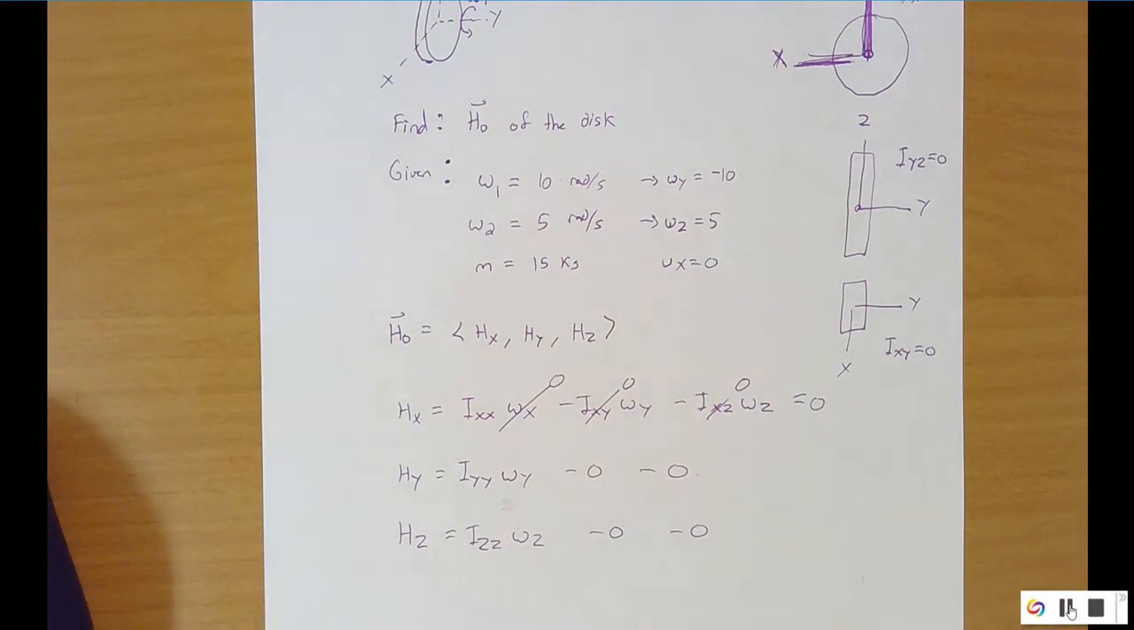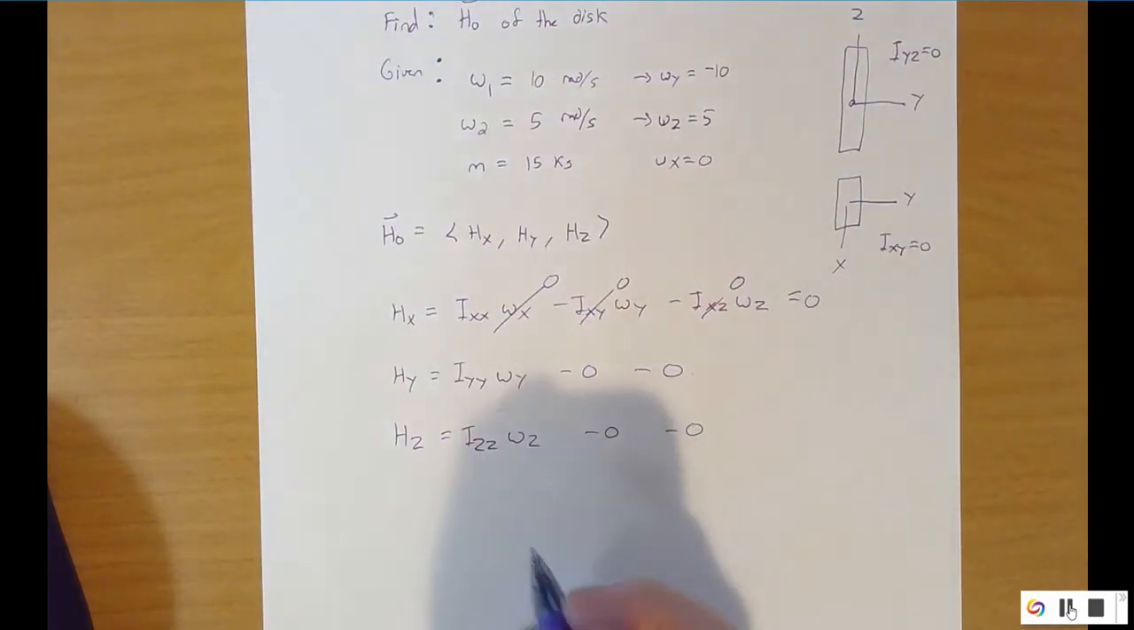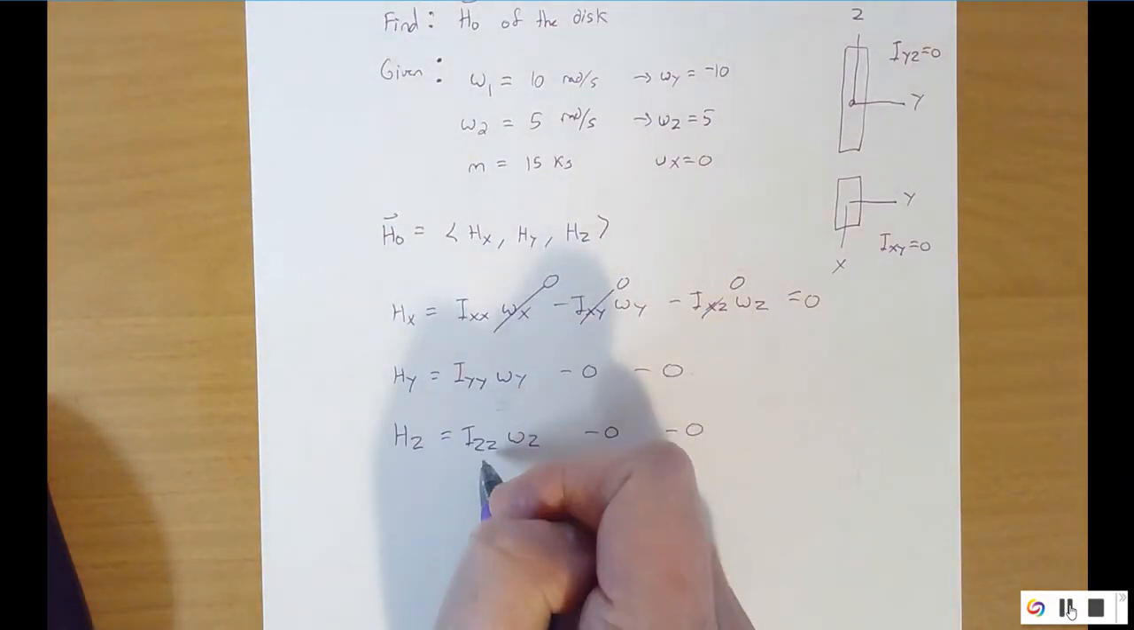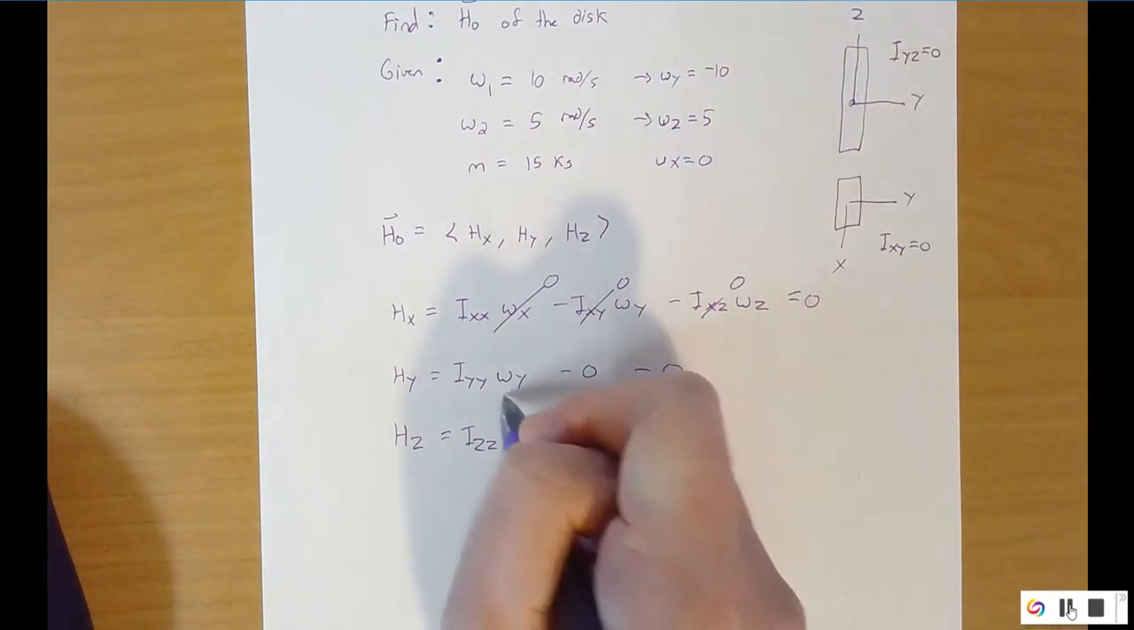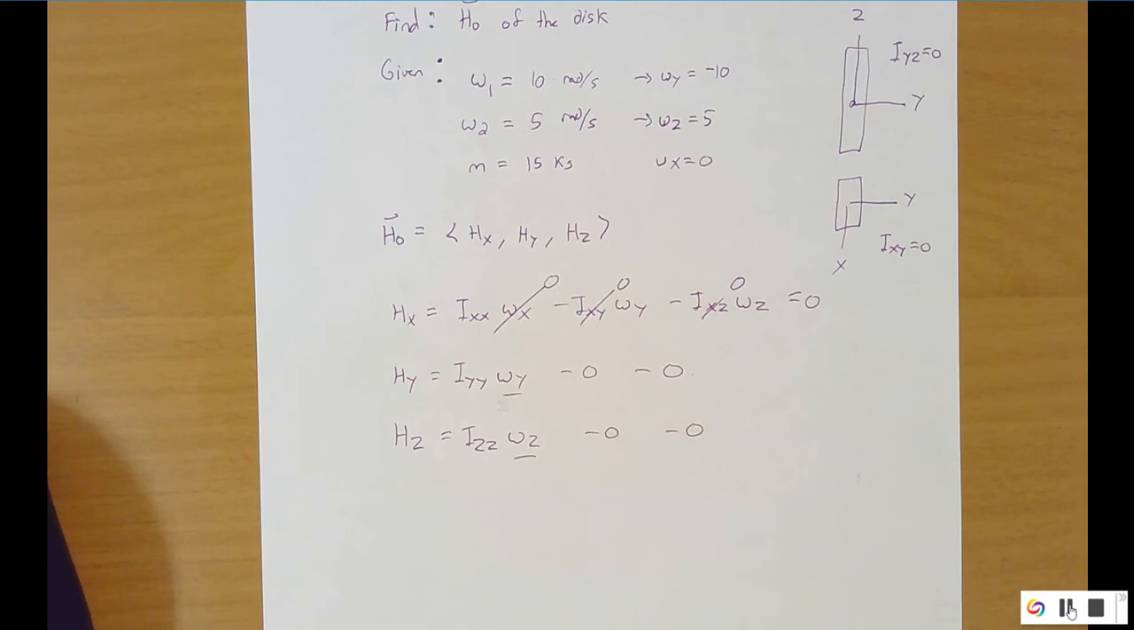Again, that's the idea. If you can find your principal axes, then you'll be in really good shape. It makes your problems a lot easier to solve. So all we need to do is find IYY, IZZ, omega y, and omega z, because I do have omega y and omega z found. So I know this and I know this. So I just need to find IYY and IZZ.